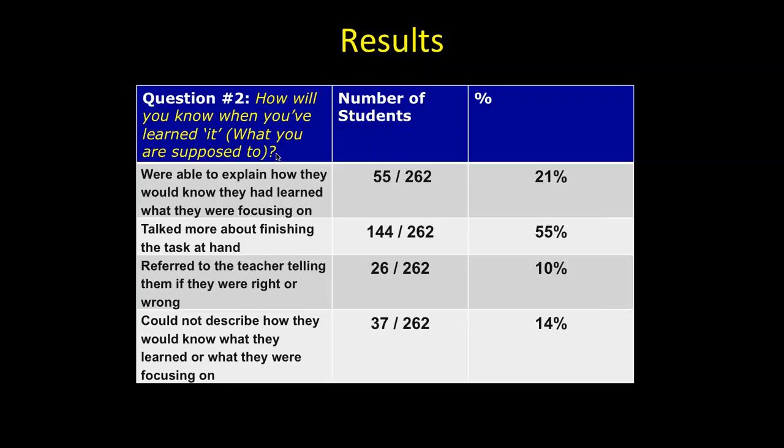10% referred to, well, the teacher's got to tell me. And so it was related a little bit to the grade, a little bit to, well, I won't know if I've learned it until the teacher tells me, as opposed to having an understanding of the success criteria. And then 14% simply couldn't describe at all what they were learning or what they were focusing on.